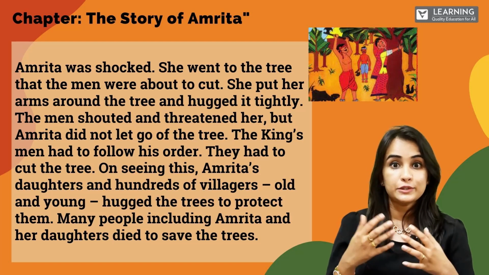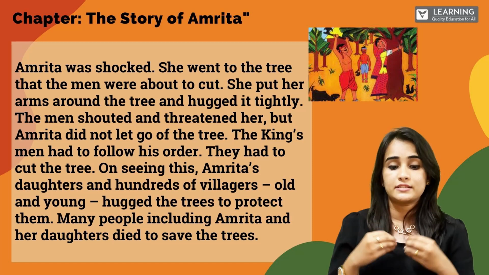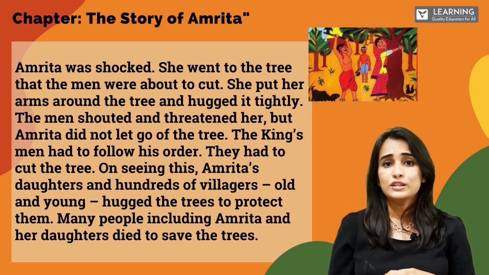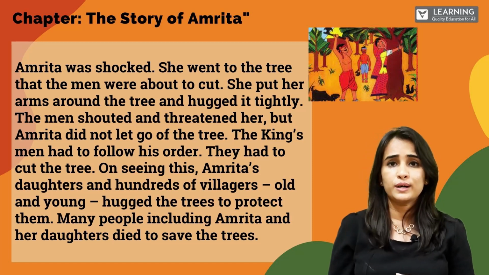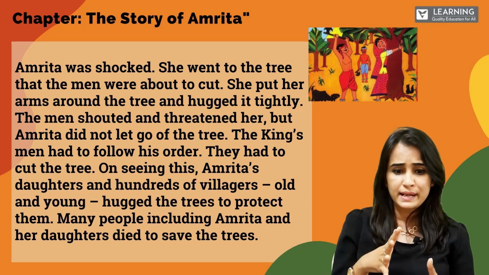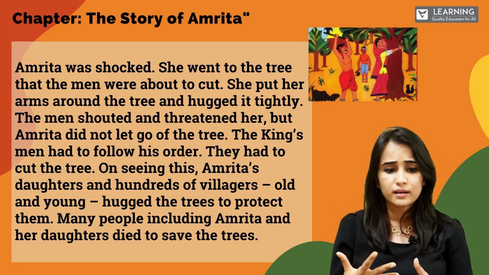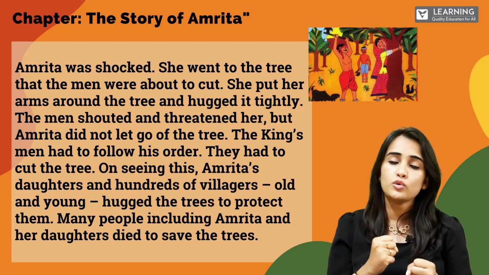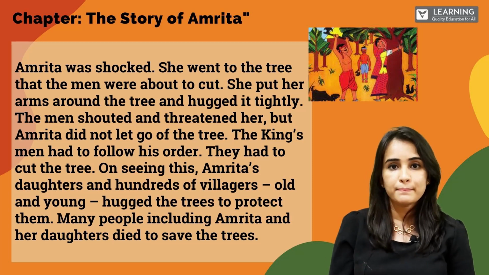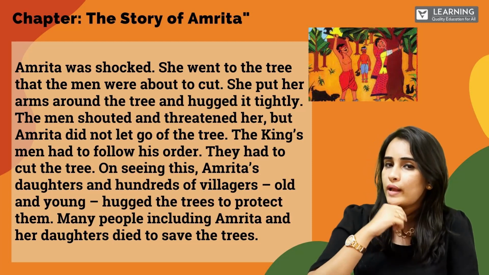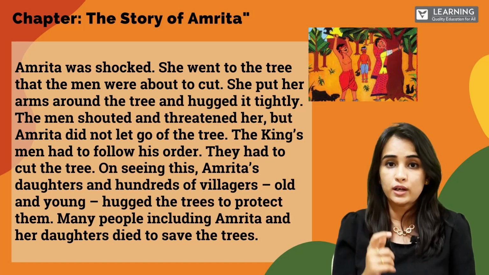Many people, including Amrita and the daughters, died to save the trees. So what happened? These men shouted and threatened her, but Amrita was so desperate to hold on. The king had to really cut off this. So they took the axes and they went to cut the trees.